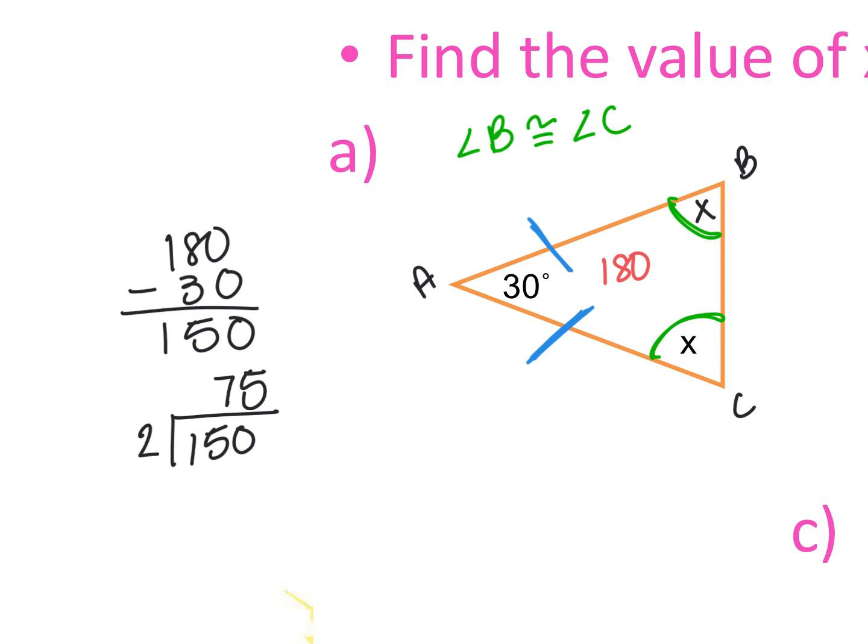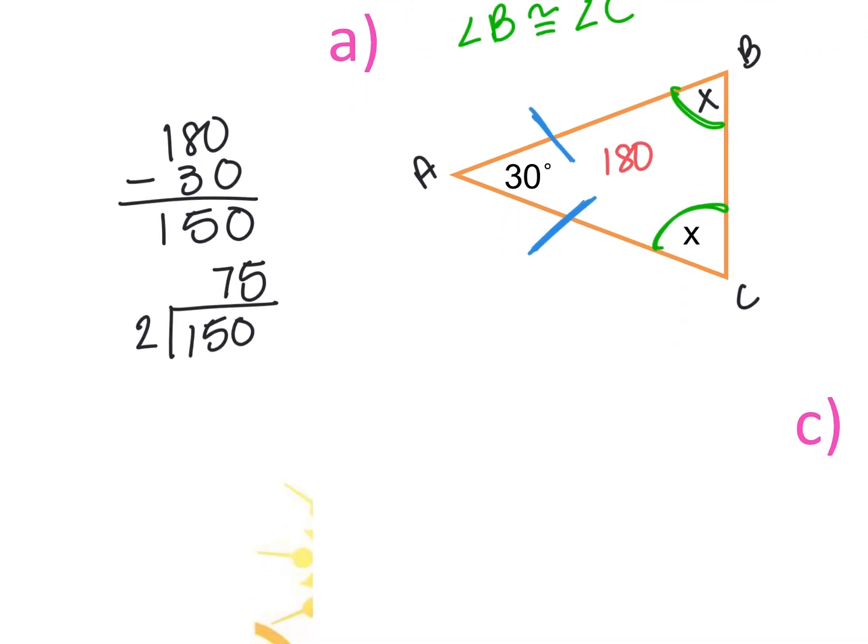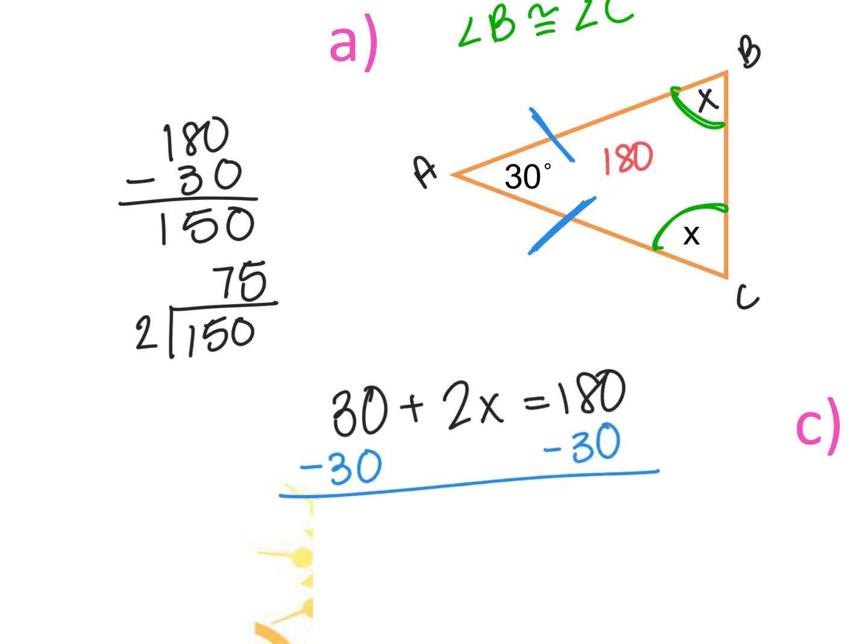And you'll get 75. That's one way to do it. Another way that I've seen people do it is they have 30 plus two x's equals 180. They're setting it up as an equation. I would then just solve for x. So subtract 30. It's still the same concept. I'm still going to get the same answer. It's just a different way of writing it.